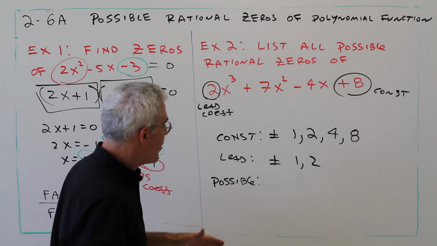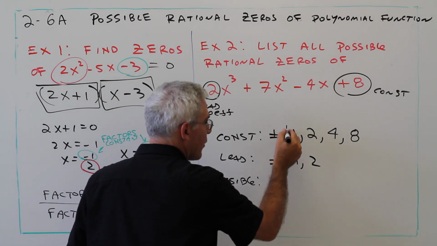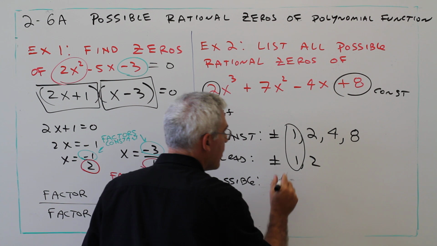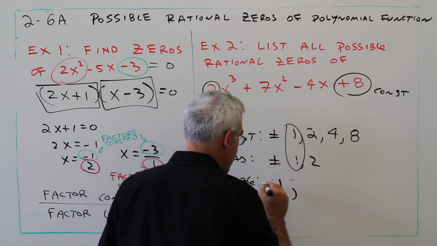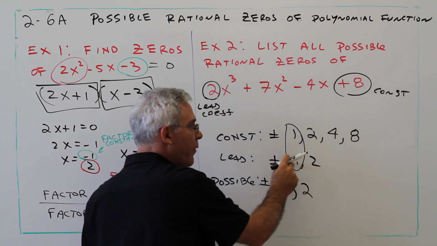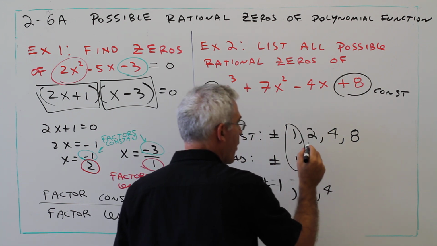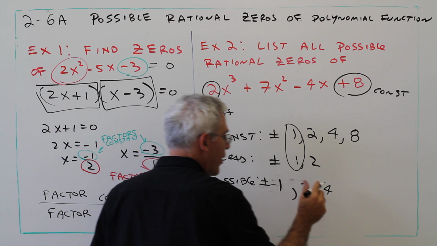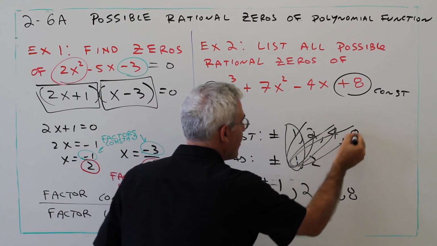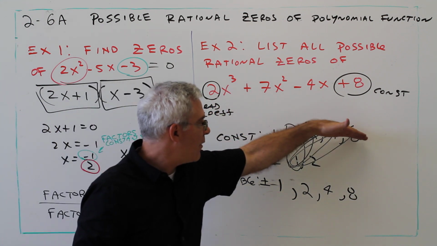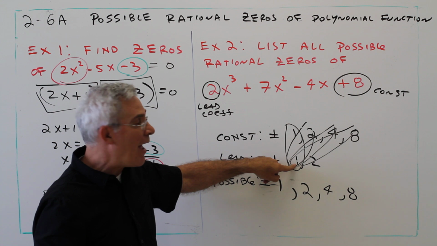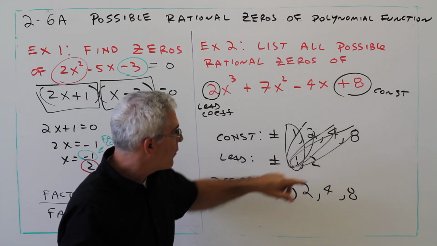Okay, so what I'm going to do is I'll use this. So I've got 1 over 1, which is just 1. 2 over 1, don't forget it's plus or minus, which is just 2. 4 over 1, which is just 4. And 8 over 1, which is just 8. So again, all I did was I took all of these factors over 1. Now I'm going to repeat the process, all of these factors over 2.